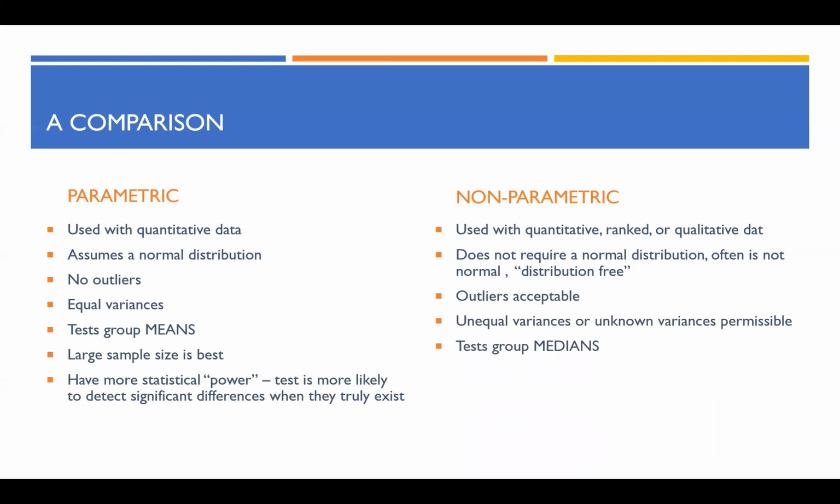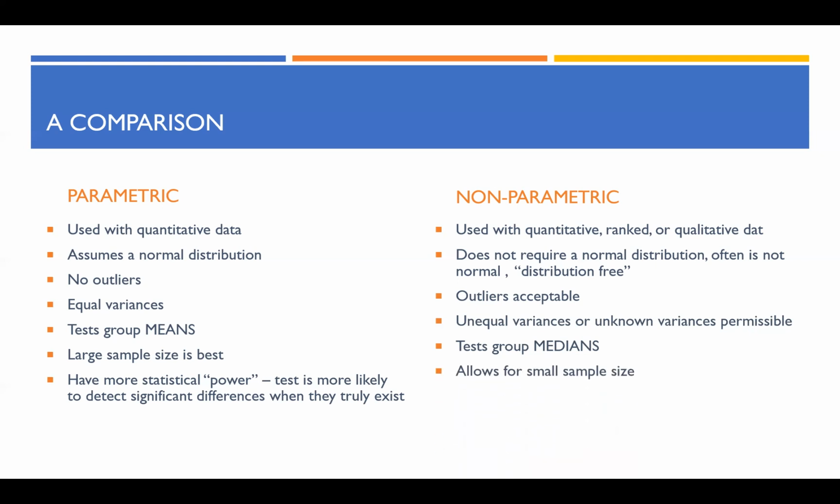Another difference between parametric and non-parametric is that non-parametric tests the median rather than the means. And if you think about it, that's one reason why outliers would be acceptable for a non-parametric. Remember that outliers can influence your mean or your average. It can cause it to be inflated or deflated. And so if I'm testing the median, which is simply the middle value that doesn't really involve a major calculation, then those outliers are not going to affect it.